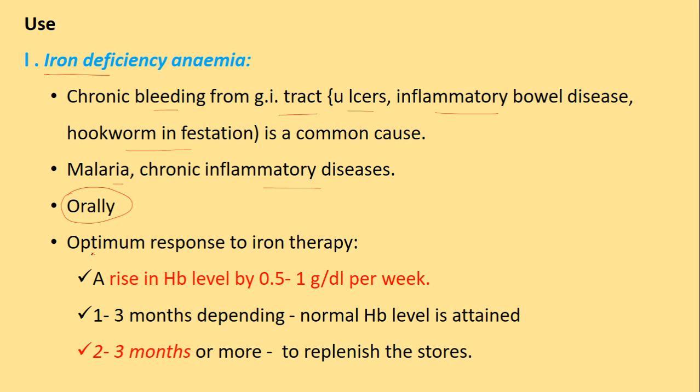special situation. While giving the oral preparation, you have to look for the optimum response to iron therapy, like a rise in hemoglobin level by 0.5 to 1 gram per dL per week, and usually it takes 1 to 3 months, depending upon the severity of the anemia, to return to normal Hb levels, and it will take almost 2 to 3 months or more to replenish the iron stores.